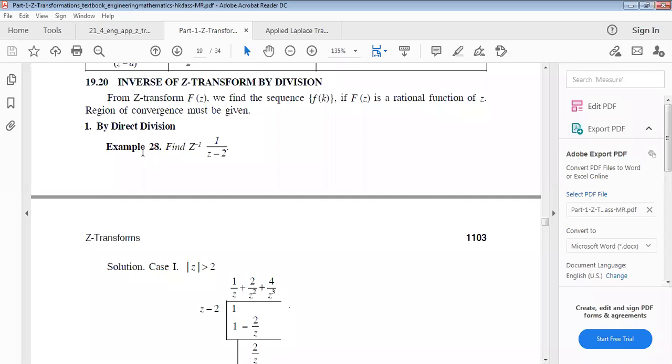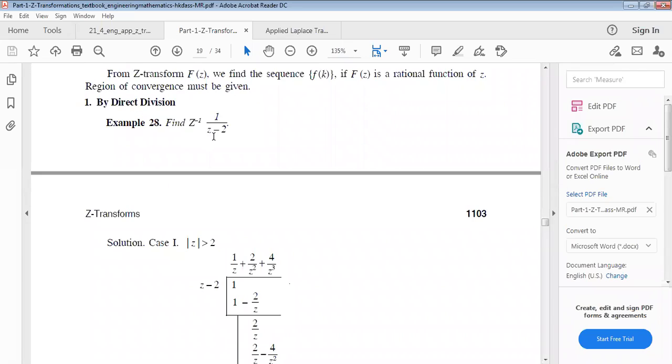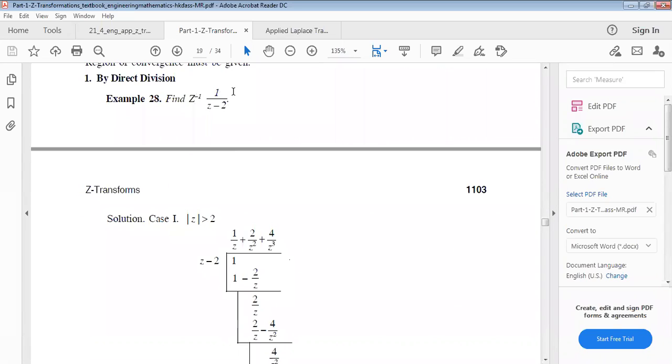And to find the inverse Z transform of 1 by Z minus 2 by the division method. Inverse Z transformation of this.